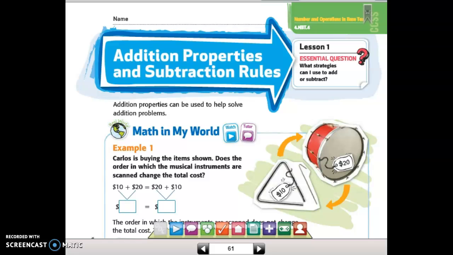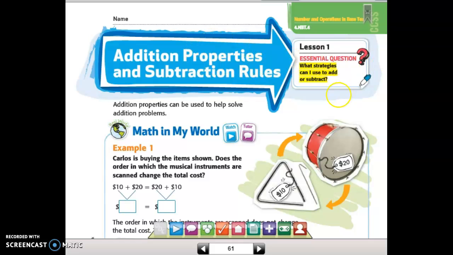Hello, now we're on Chapter 2, Lesson 1. So our essential question is, what strategies can I use to add and subtract? And we're going to be talking about the addition properties and subtraction rules. Some of the addition properties will overlap, be very similar to some multiplication properties. And these properties we're going to use throughout the school year.